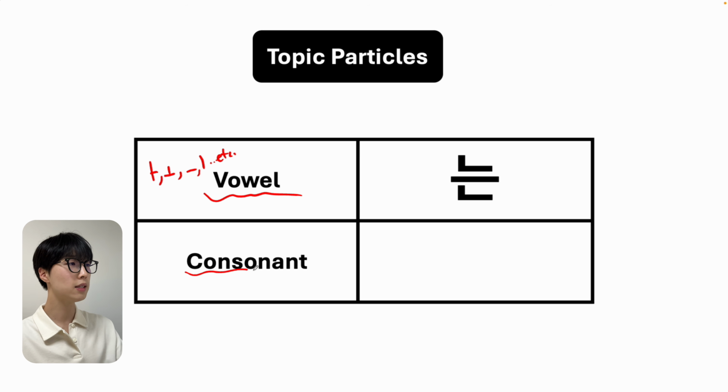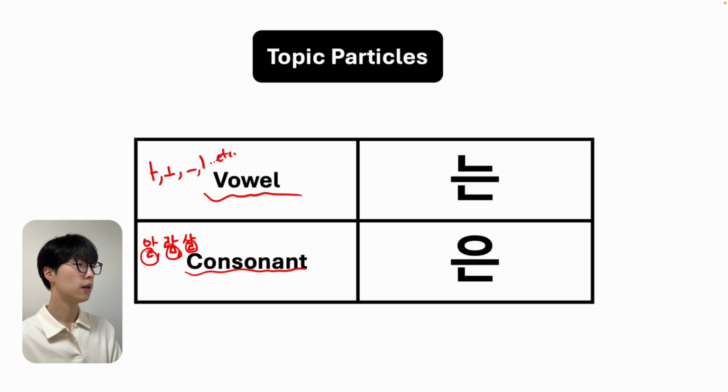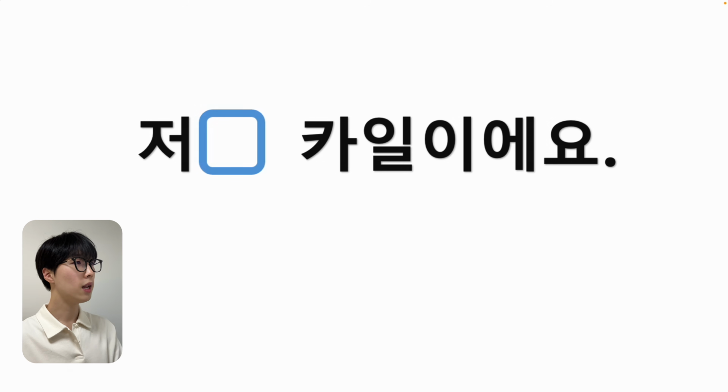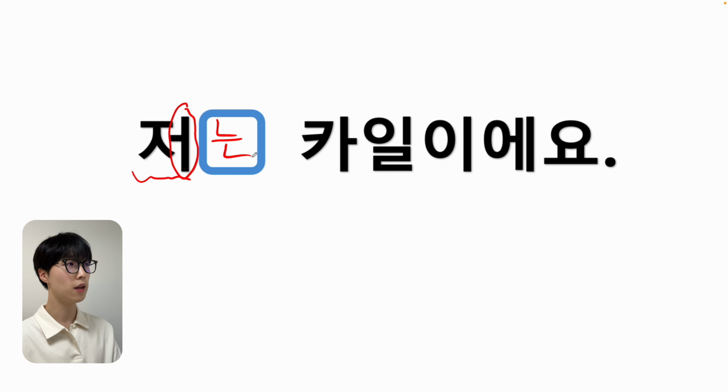If it ends in a consonant or 받침, I'll give you an example, like 알, 람, 살. These all have 받침, or end in a consonant. In this case, you need to add 은. So let's practice. Right now we have this sentence, 저 blank 카일이에요. If you take a look at the pronoun, it ends in a vowel. That's why for the topic particle, you need to put 저는 카일이에요.